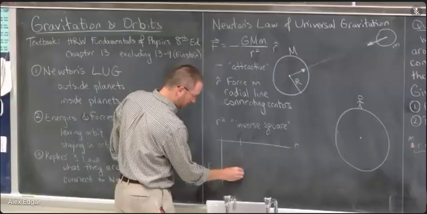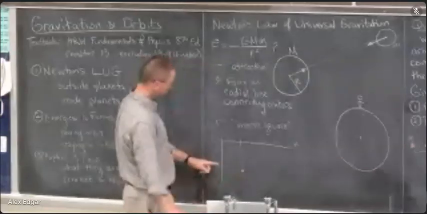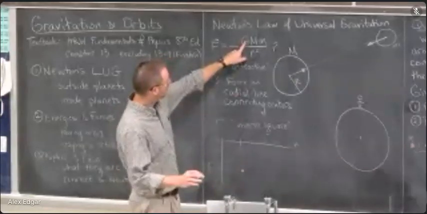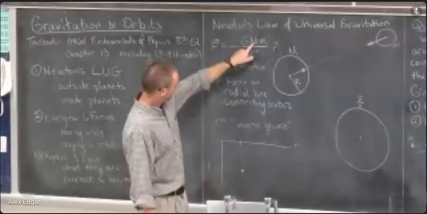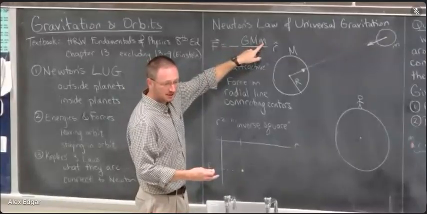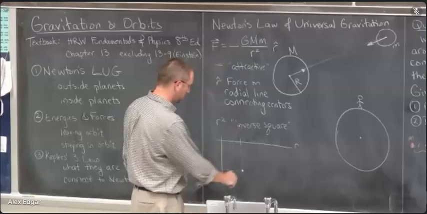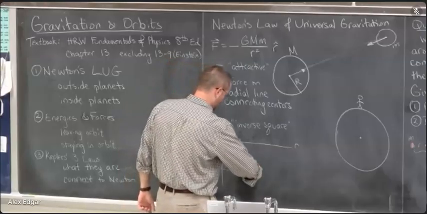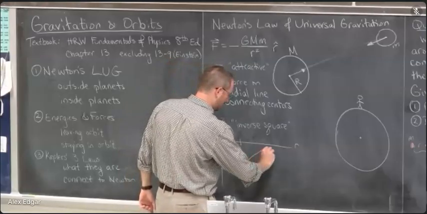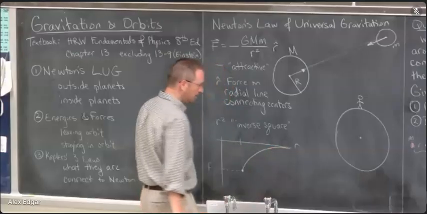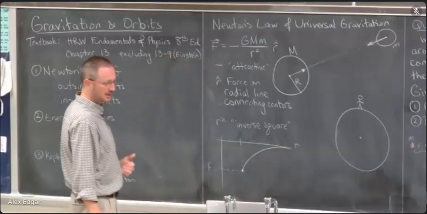That force, the size of which is G, and I'll discuss that in a minute, the mass of the planet, the mass of the thing that is outside the planet, and then the distance between their centers, is going to describe an inverse square curve, which looks something like this, that will approach but never actually get to zero.